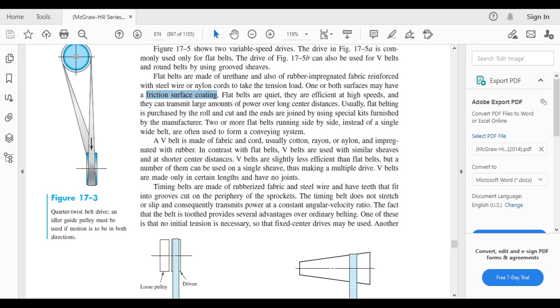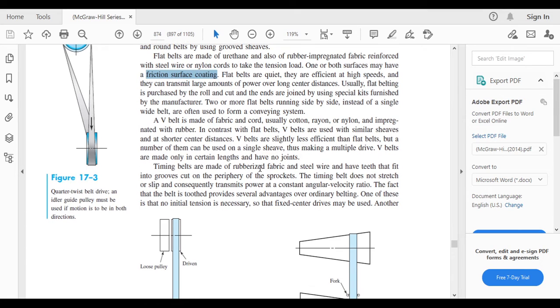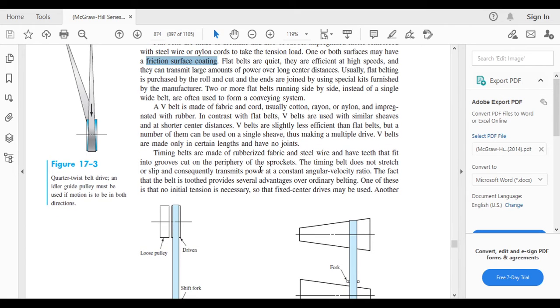The V belt is made from fabric and cord, usually cotton, rayon or nylon, impregnated with rubber. In contrast with flat belts, V belts are used for short center distances. V belts are significantly less efficient, but a number of them can be used on a single sheave, thus making a multiple drive. V belts are made in certain lengths and have no joint.